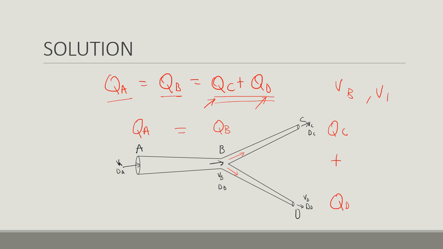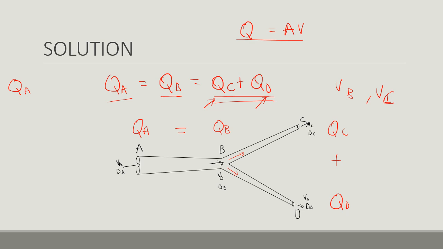Now let us try to resolve for all the discharges, QA, QB, QC and QD. What is QA? What is QB? What is QC? What is QD? Now we know that discharge, Q in general, can be given as A, the area of the cross section, times V, the mean velocity. If you don't understand how this is, please watch the previous video in this series.